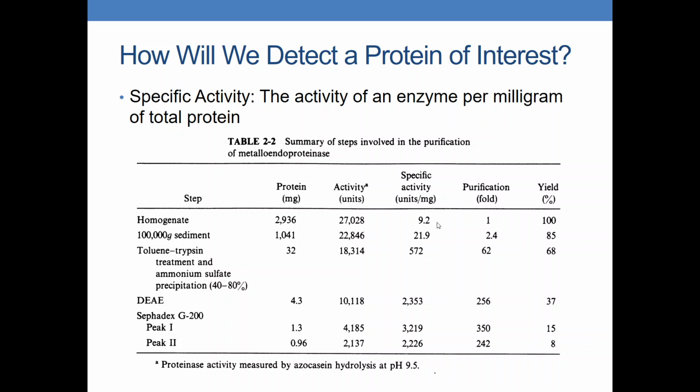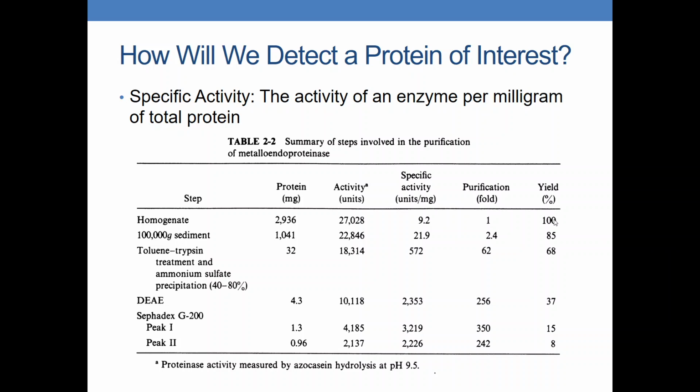I start with a specific activity of about 10, and I go up to something in the thousands. So my specific activity goes up significantly, and this is really what you want to see. You want to maximize the amount of activity for the protein that you are interested in while removing all of your contaminant proteins. And you'll see that the purification fold is significant as well. I go as high as 350-fold increase in purification.